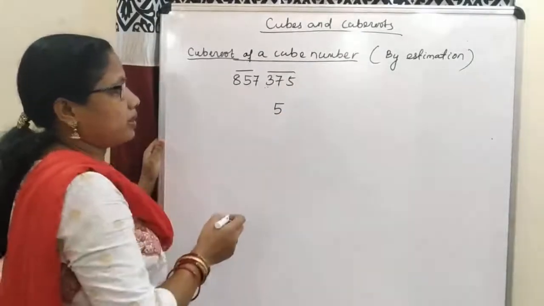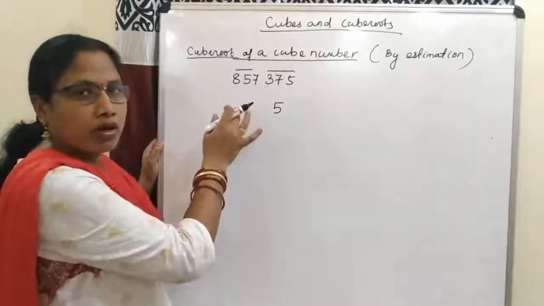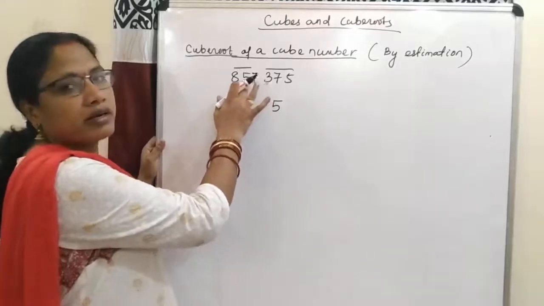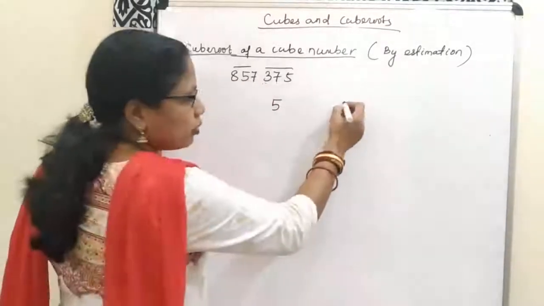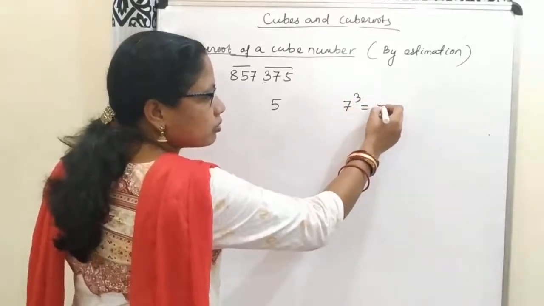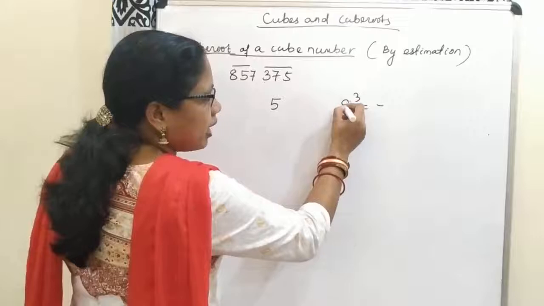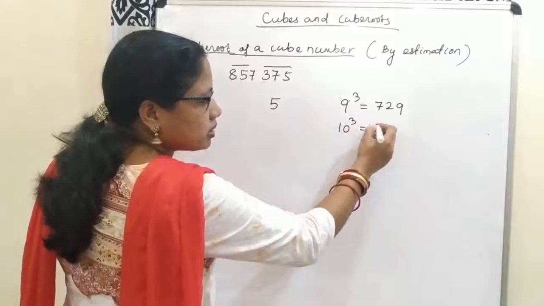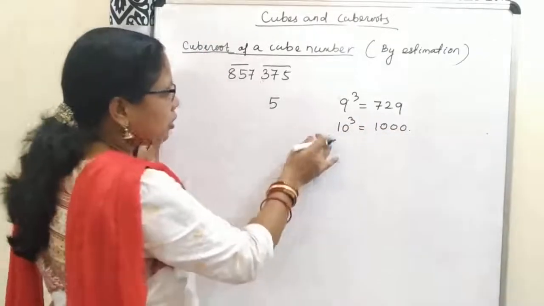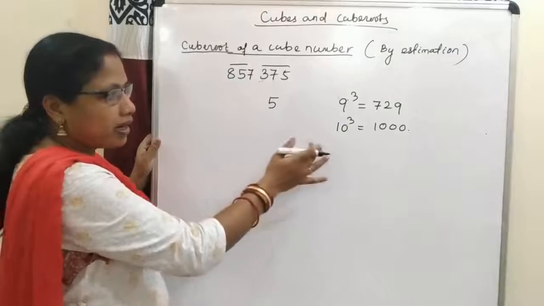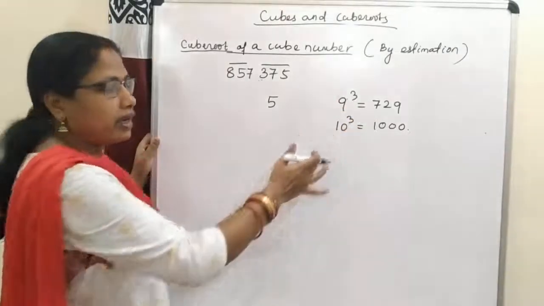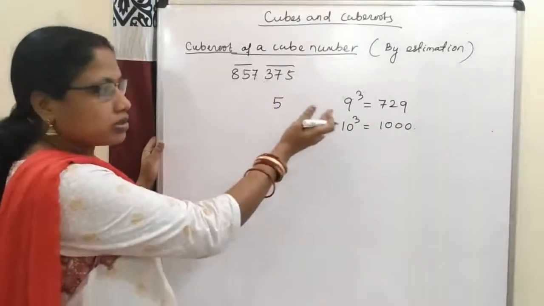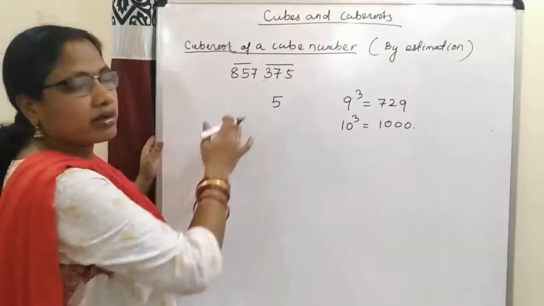Then 857. You have to choose a number whose cube is less than 857. We know 9 cube is equal to 729 and 10 cube is equal to 1000. So 857 lies between 9 cube and 10 cube. We have to take the digit whose cube is less than 857.